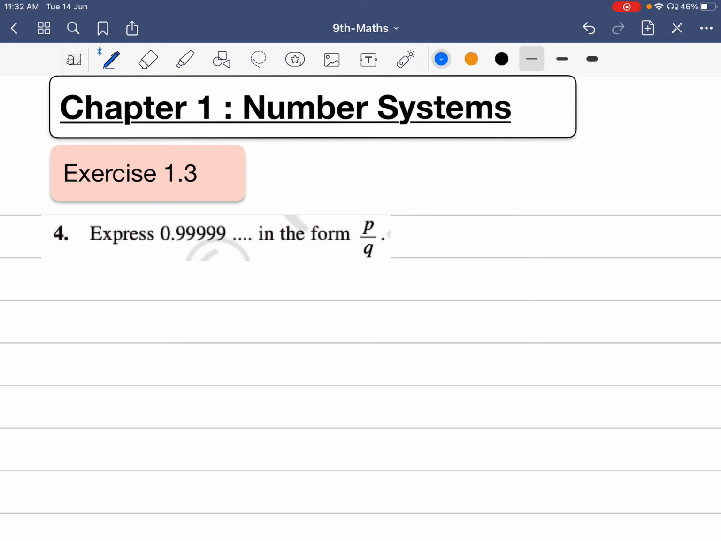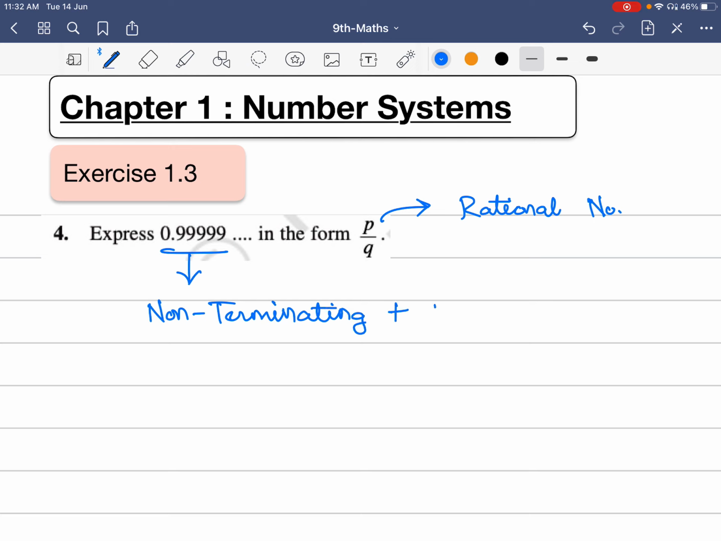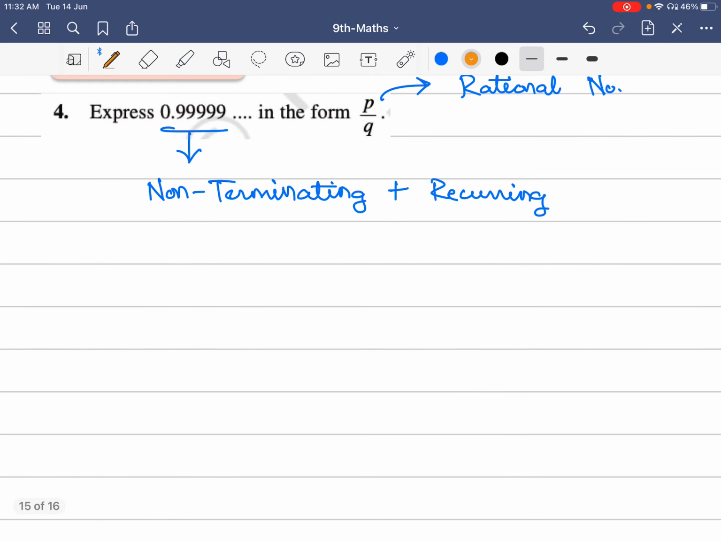Okay, so we all know that p by q is nothing but a rational number, and this decimal expansion is non-terminating but recurring. So we know that if a decimal expansion is non-terminating and recurring, then it is a rational number and it can be expressed in the form of p by q. So let's see how we can express it in the form of p by q.